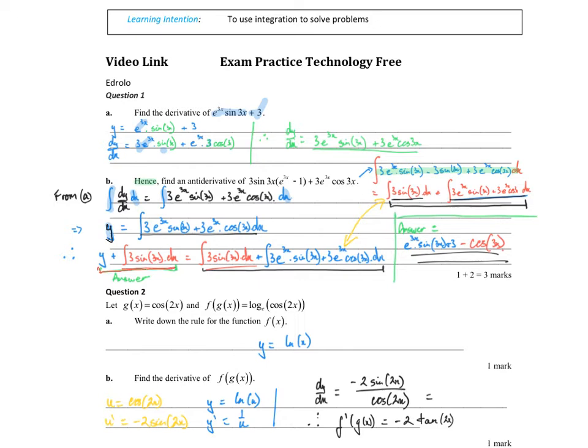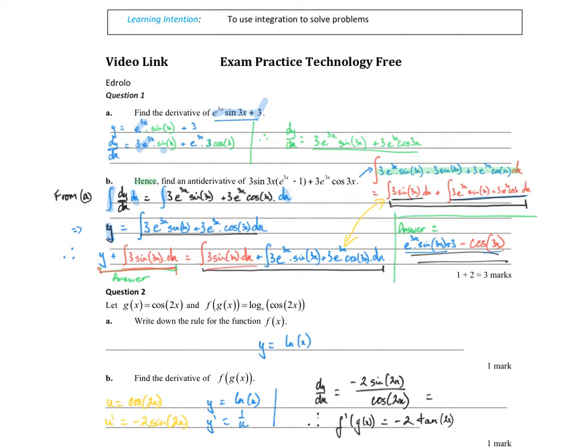So here, my answer must be y plus the integral of 3 sine 3x dx. And if I evaluate that, y in blue from the question is just e to the x sine 3x plus 3, and the antiderivative of 3 sine 3x is 1 on k, or negative 1 on k cos 3x. So the 1/3 and 3 cancel to leave me with negative cos 3x there. Okay, so it's exactly the same process that we've been practicing. Find my derivative, integrate both sides, manipulate to get the expression that we need.